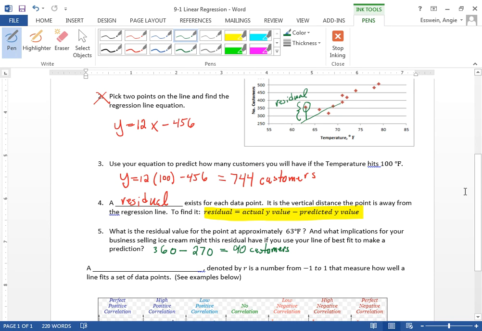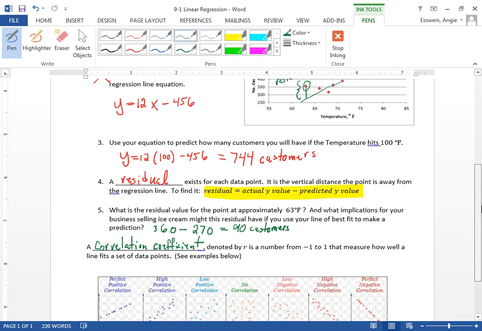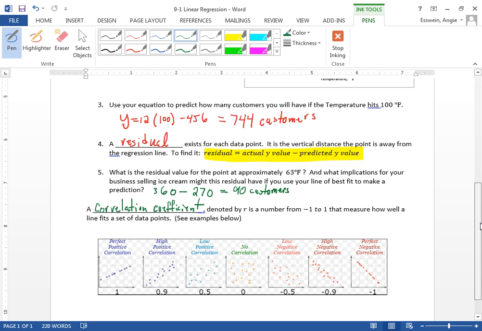Now, to see how well the line fits, there's something called the correlation coefficient. It tells us how well the line of best fit fits the data. It's always a number between -1 and 1. Here are some examples. If you get 1, your calculator will tell you what R is, and if you get a 1, that means the points exactly fall on the line, every single one.